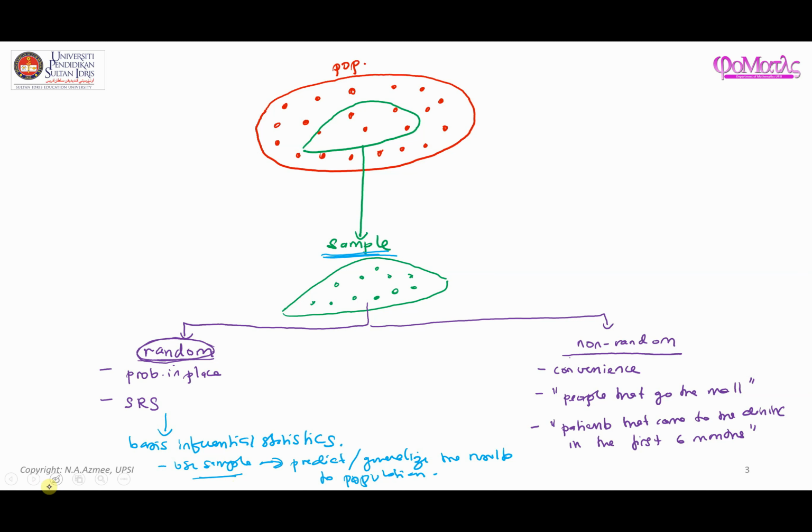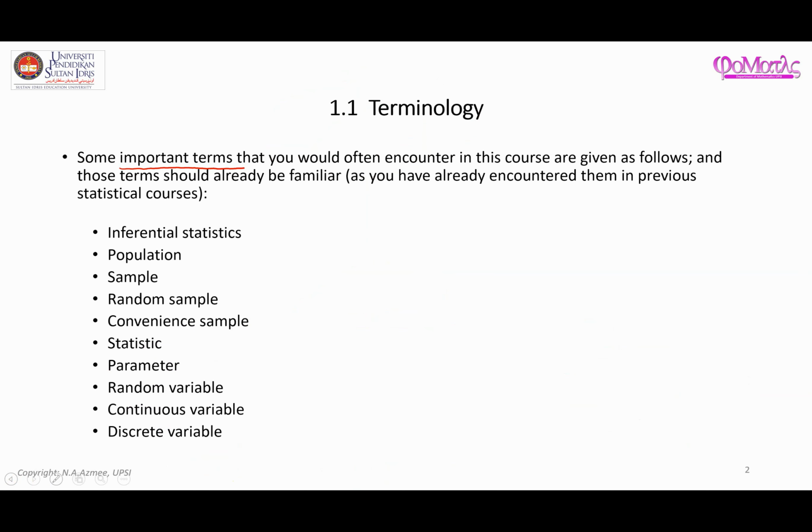All right, so we have covered the idea of population, sample, random sample, convenience sample, which falls into the non-random category, and inferential statistics. Now we're going to talk about the remaining ideas. So let's move on.